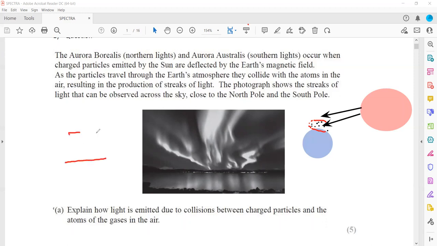Because these atoms have shells, and different elements have different shells. The electrons present in an atom absorb energy from the collision of the charged particle, they jump and return back, and they release a photon of a certain energy. This is what happened.